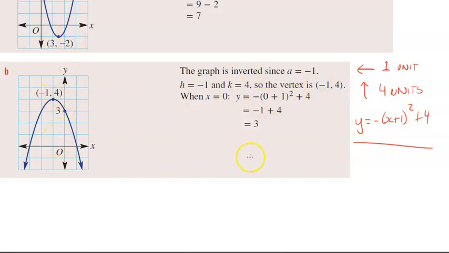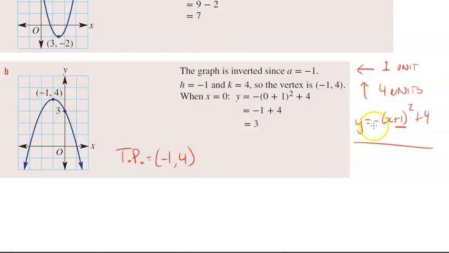So my turning point is at (-1, 4). This is because we have to put a negative because this is a plus, so it's -1, and this is just a positive, so it is 4, which you can see here.